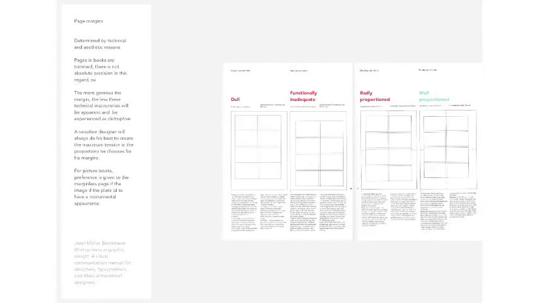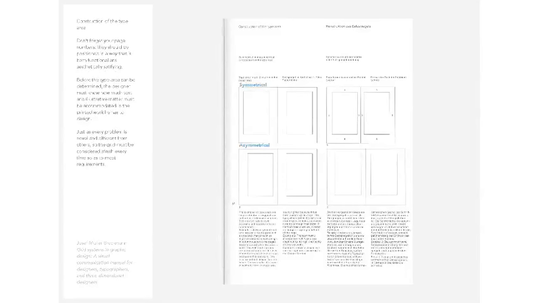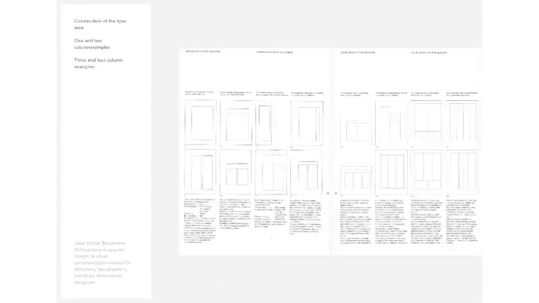So in some of his examples here, just looking at page margins, I've called out what he said so you can read it. This first layout, he says, dull. The next one, functionally inadequate, I think because it's so low on the page. Badly proportioned and well proportioned. So there's a right way to do things and a wrong way here. He's showing examples of symmetrical and asymmetrical layouts or text blocks.